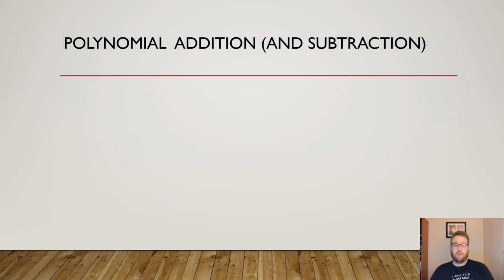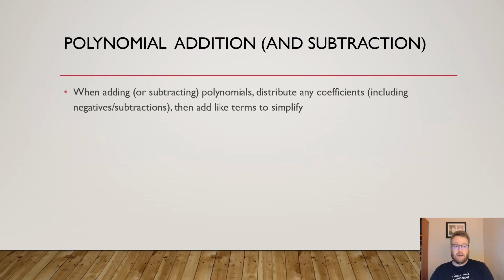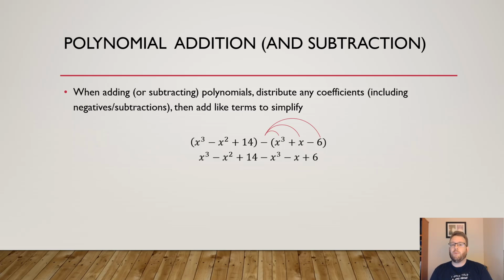Now, polynomial addition or subtraction are exactly like combining like terms. The only catch is you have to make sure that you deal with any subtraction or negatives or potentially anything that needs to be distributed before you can actually combine the like terms. So in this case, we have a subtraction. So we have to distribute that negative to the x cubed, x, and minus 6. And if we rewrite it this way, we can actually take out the parentheses now. So you're left with x cubed minus x squared plus 14 minus x cubed minus x plus 6.